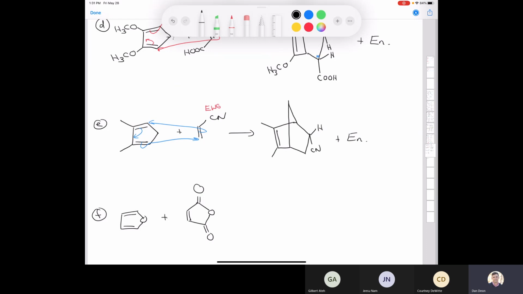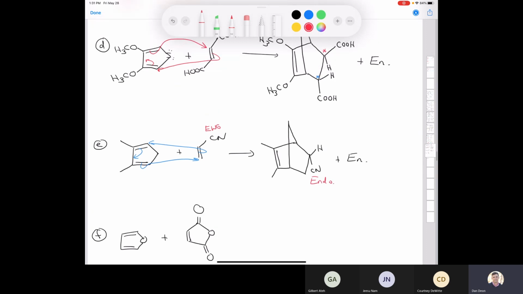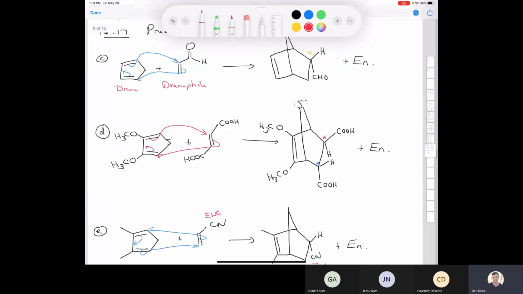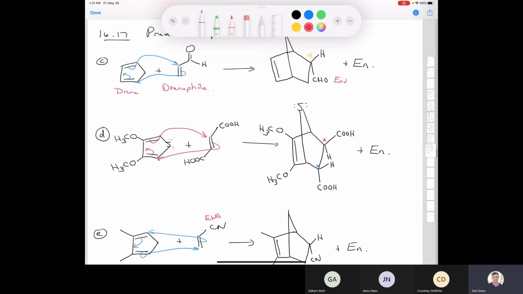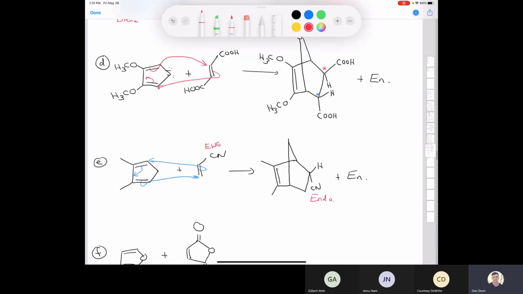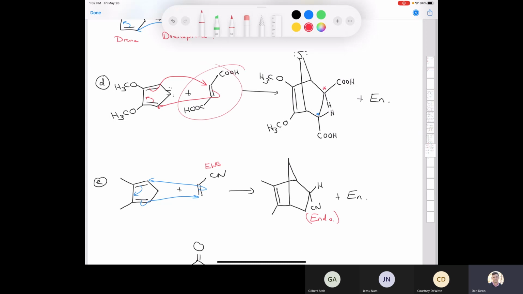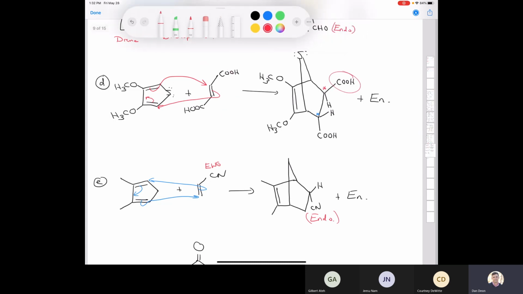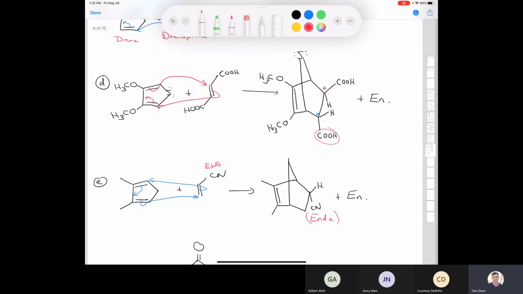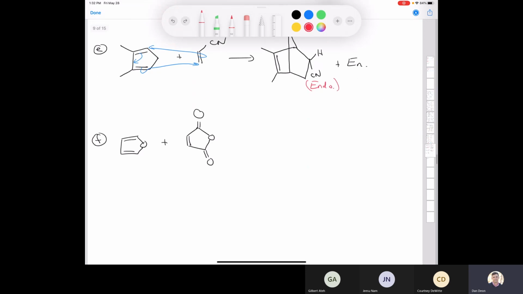So we end up with the endo product, right? Remember, this is the endo position, right? When we only have 1 substituent, we're going to form the endo product, right? En stands for enantiomer, not endo. So this is endo. And then in this case, since it's trans, you end up with one of them being exo and one of them being endo, like that. All right, let's try another one.